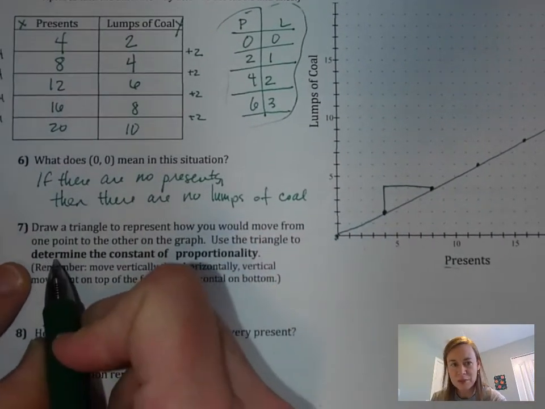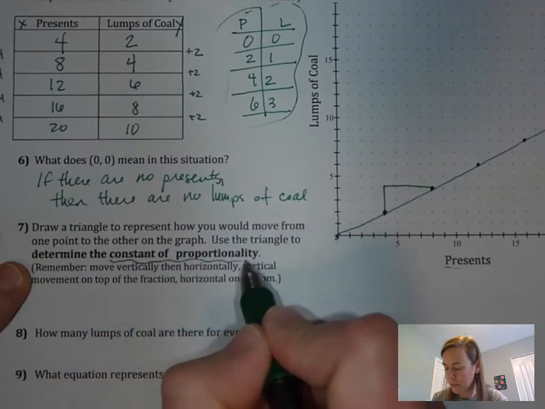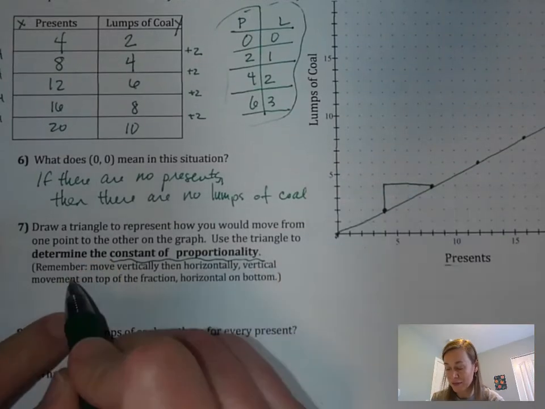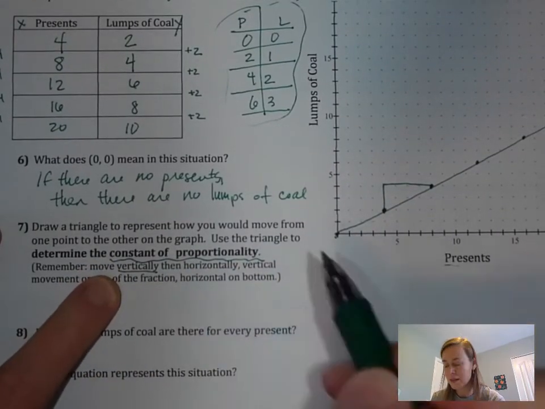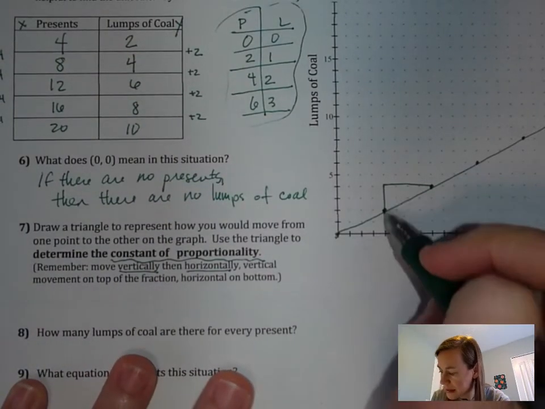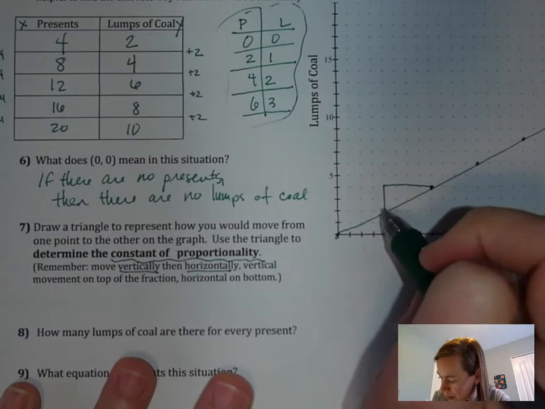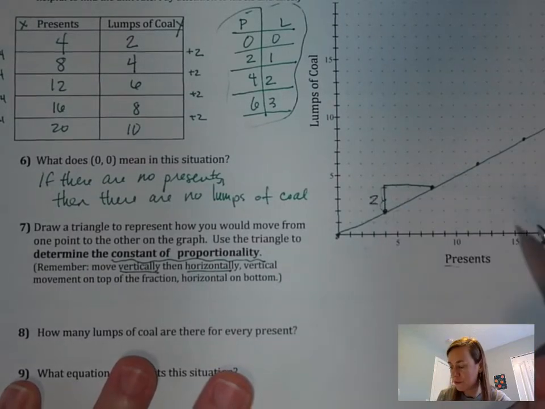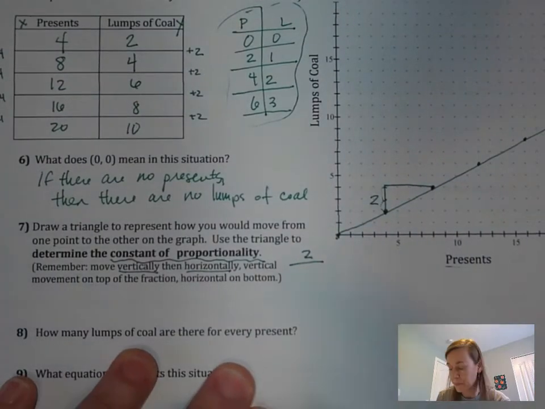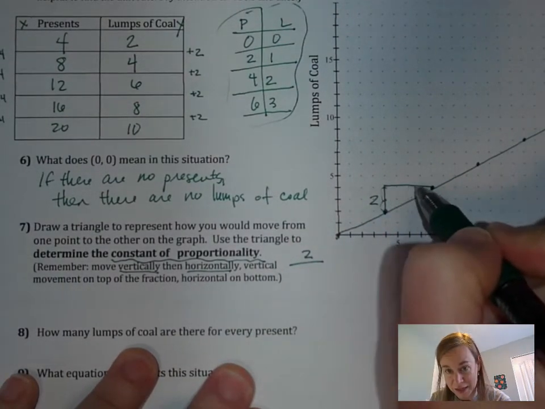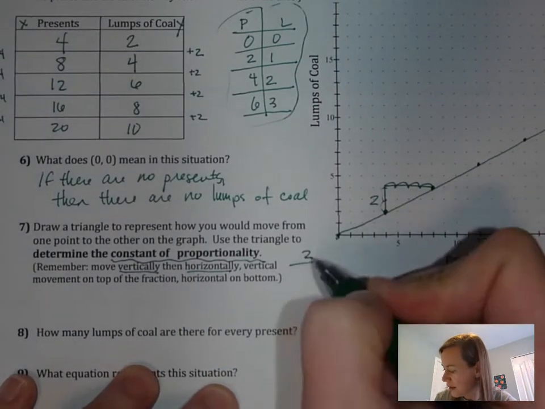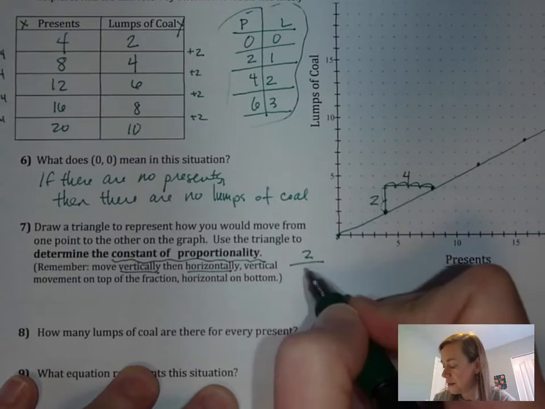Use the triangle to determine the constant of proportionality, that big long thing. So remember, for the constant of proportionality, they even tell you right here, you move vertically and then you move horizontally and you write it as a fraction. Let's do that together. So moving vertically is up and down. We're going to count with me, 1, 2. All right, so vertical is 2. That means we're going to put 2 on top. Now let's move horizontally. And again, horizontally is side to side, so count with me. 1, 2, 3, 4. And that number, the horizontal number, the 4, that goes on bottom.